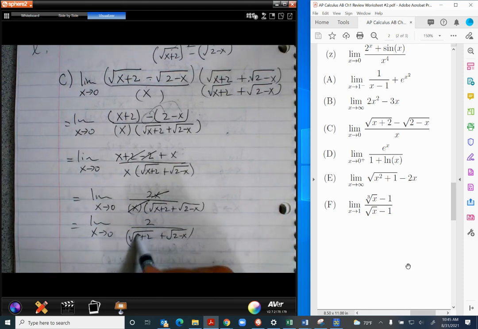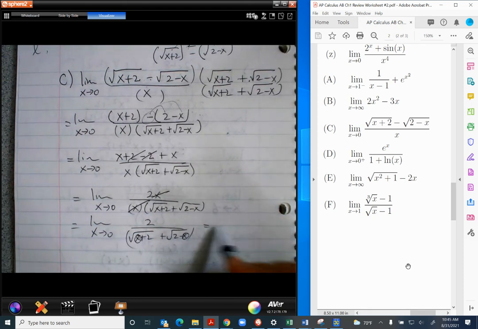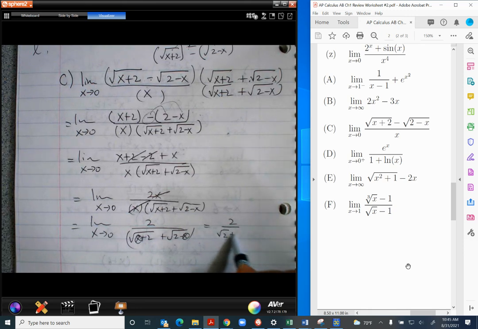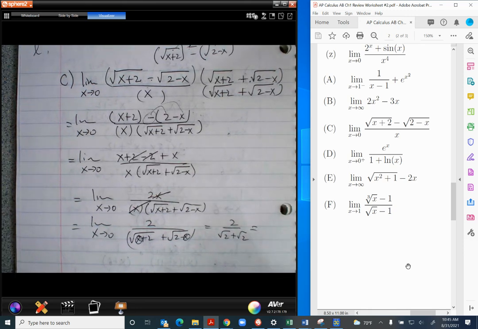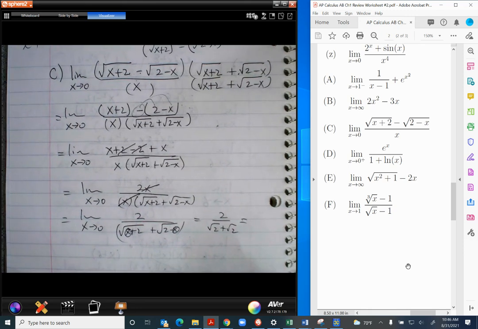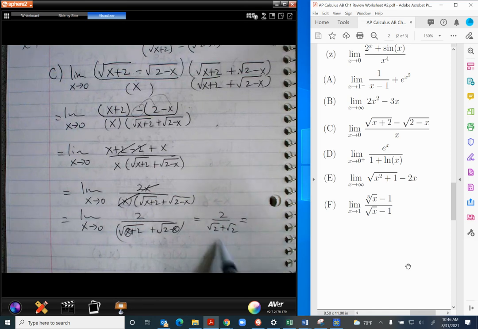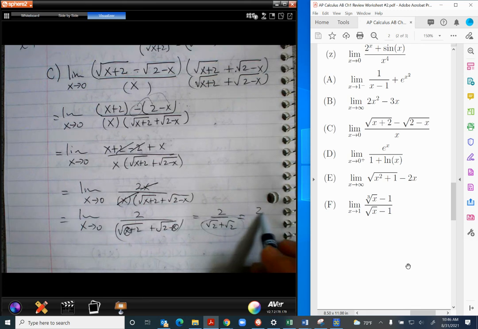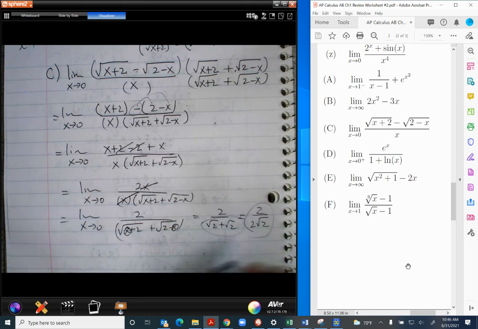Plug in 0 and 0. So this is 2 over square root of 2 plus square root of 2. What is square root of 2 plus square root of 2? 2 square root of 2, right? And we need to practice those as well. Some of you guys don't know how to add and subtract radicals and multiply radicals.